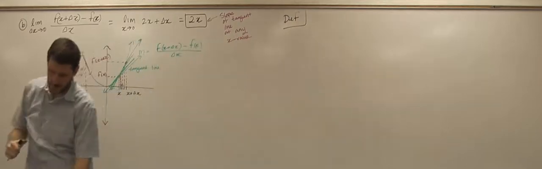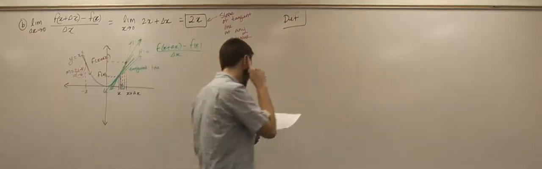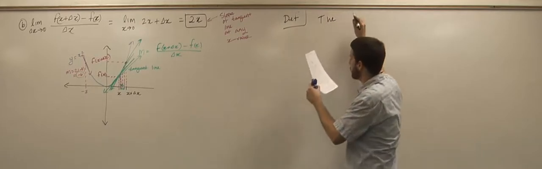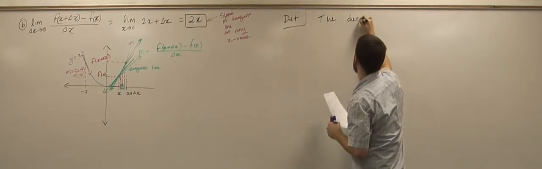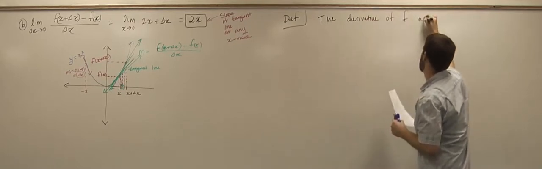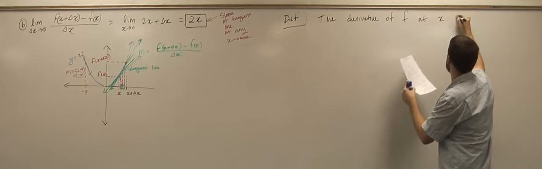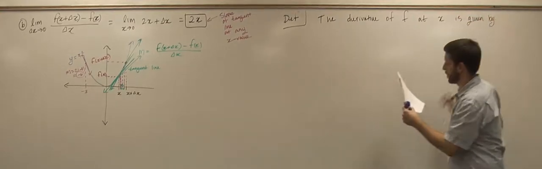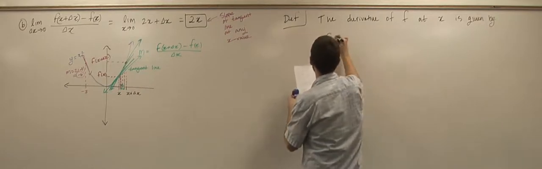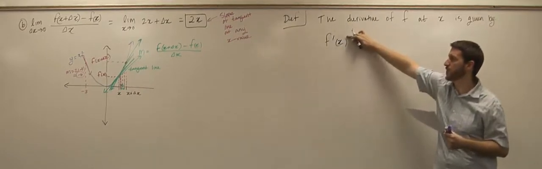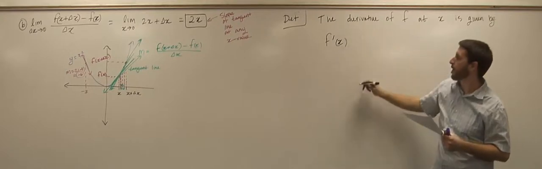This is the whole point of this section, or this chapter for that matter. The derivative of f at x is given by the formula f prime of x. So this is one notation for the derivative. I'll talk about this in a second.